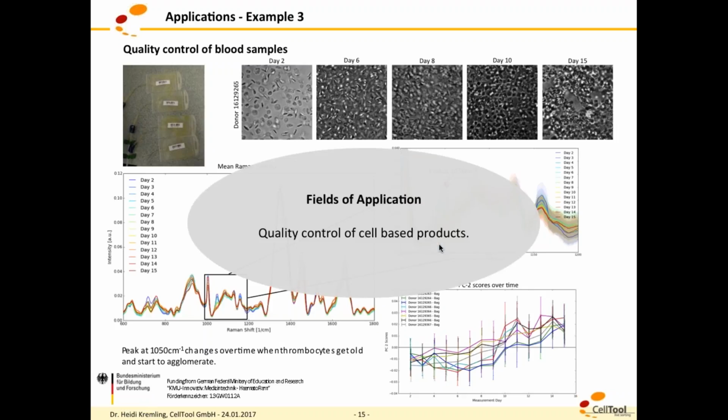And we're really happy with these first data, and of course we will do a lot more work to really show that Raman analysis can be used for quality control of blood products. And of course you cannot use Raman spectroscopy only for blood products, but also for quality control of other cell-based products.